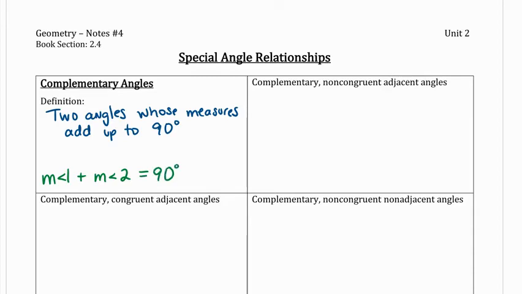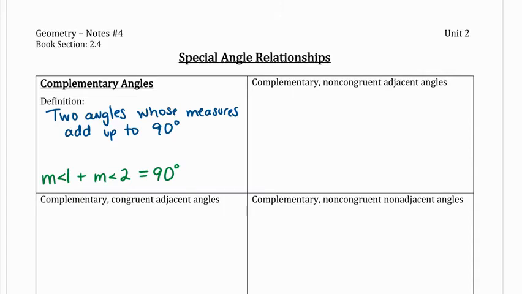And that's what we'll use when we're doing proofs and such. If I know that two angles are complementary, if this was like my given, then my conclusion would be that statement that the measure of angle 1 plus measure of angle 2 is 90 degrees. And my reason would be my definition of complementary angles. Okay, so let's kind of look at some examples of how these can look.